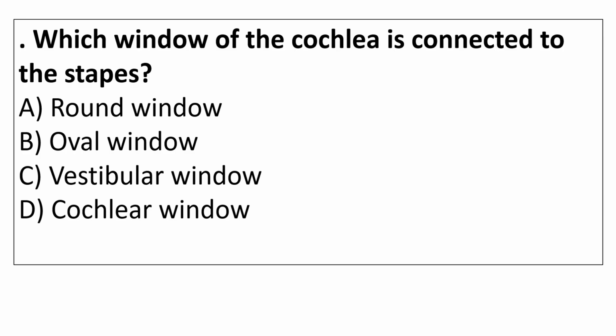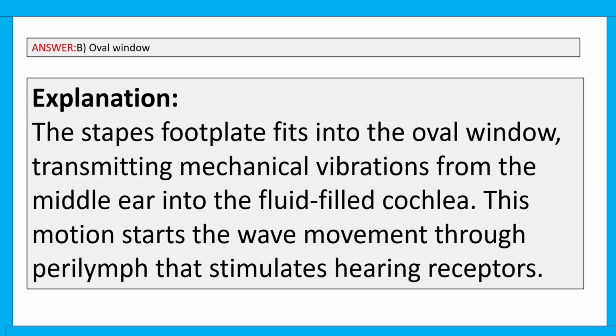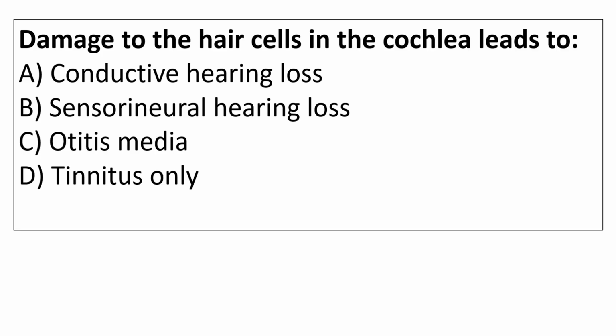Which window of the cochlea is connected to the stapes? Option A, round window. Option B, oval window. Option C, vestibular window. Option D, cochlear window. The right answer is option B, oval window. The stapes footplate fits into the oval window, transmitting mechanical vibration from the middle ear into the fluid-filled cochlea. This motion starts a wave movement through the perilymph that stimulates hearing receptors.